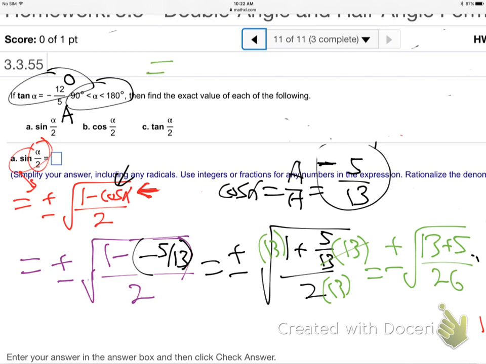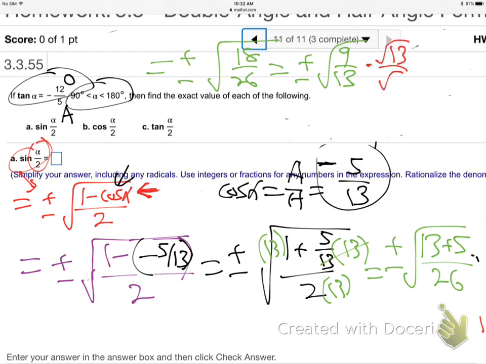So coming up here, it's plus or minus the square root. What is that? 18 over 26. Plus or minus, divide by 2, 9/13. You with me? I just reduced that fraction, divided top and bottom by 2. 9/13. Can't leave a root in the bottom. Multiply top and bottom by root 13. This problem is never ending.